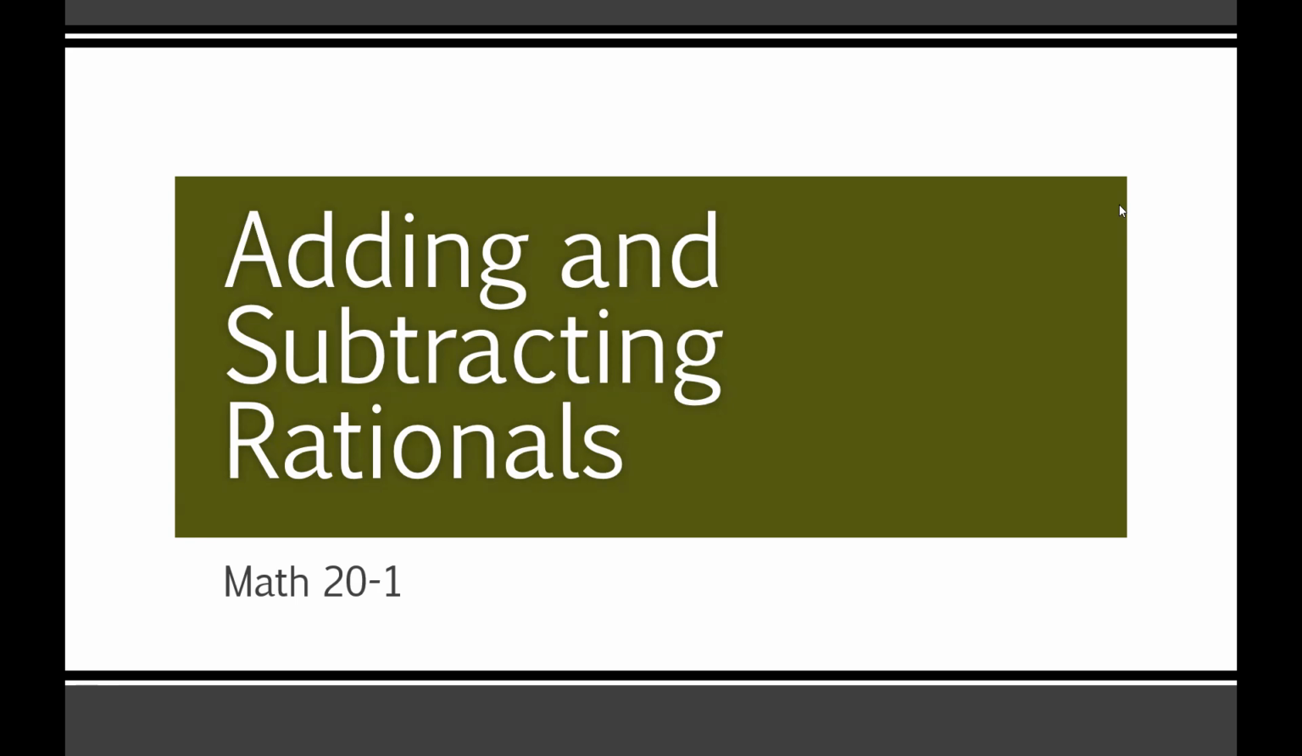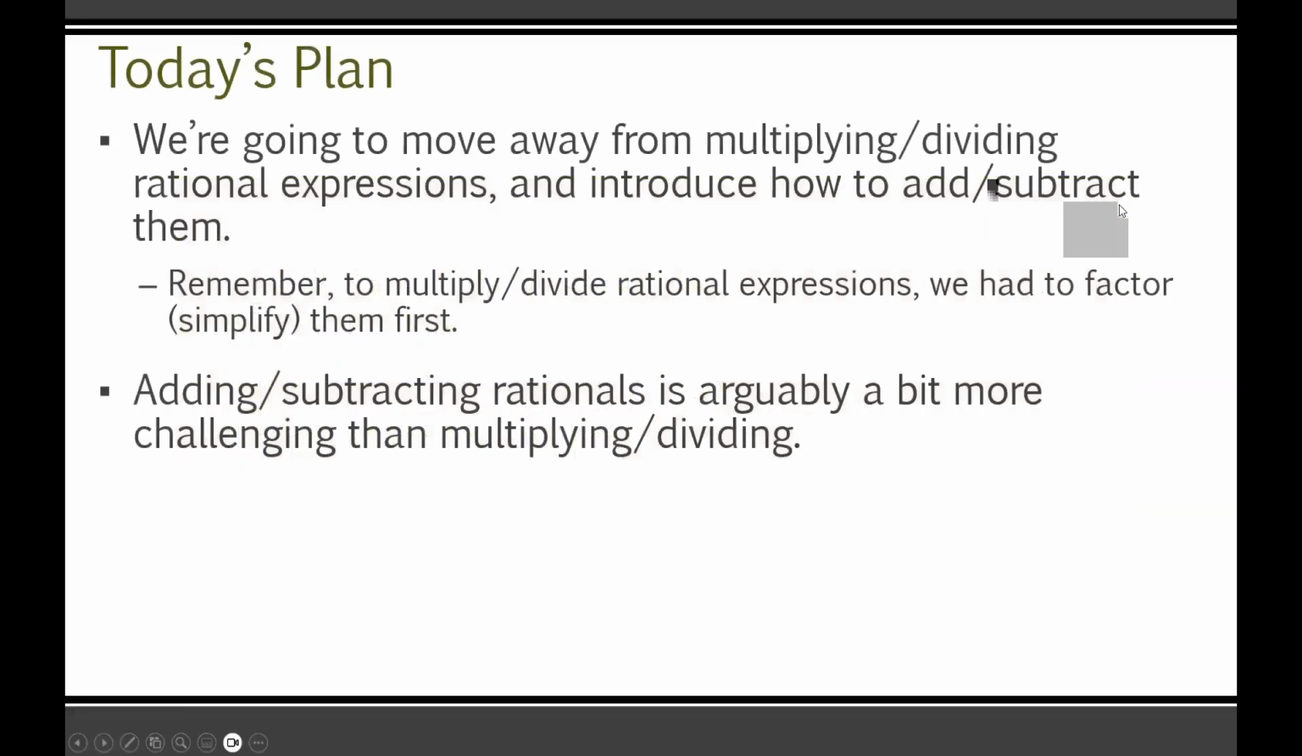Anyway, let's get going. So today's plan is, like I said, we're going to move away from multiplying and dividing, introduce how to add and subtract them. So remember when we multiplied or divided rational expressions, we had to factor, in other words, simplify them first. Adding and subtracting rationals is arguably a bit more challenging than multiplying and dividing. You'll see why in just a second. It has a lot to do with why fractions work that same way. But ultimately, there is a lot in common. So anyway, let's get going.